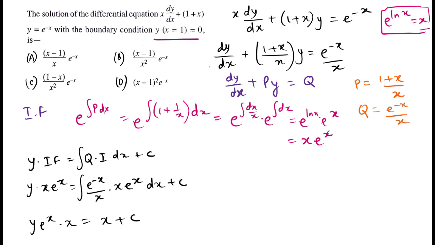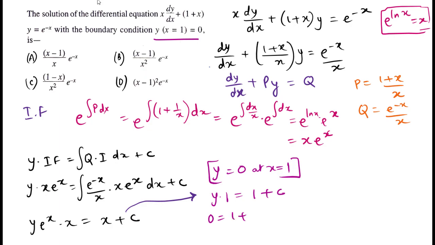Now the boundary condition is given. At x equal to 1, y equal to 0. So if we apply the boundary condition, at x equal to 1, y equal to 0, let's substitute. If you substitute x equal to 1, then it will be y times 1 equal to 1 plus c, but y is 0, so 0 equal to 1 plus c, or c equal to minus 1.